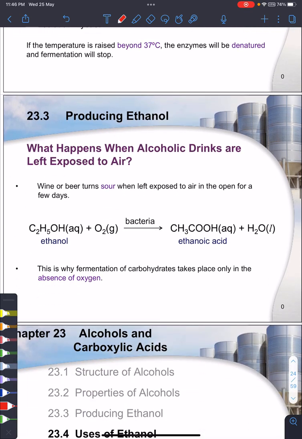Okay, so what happened? I think I mentioned this before. What happens when alcoholic drinks are left exposed to the air, like your wine, your beer? Oh, my father has a very expensive beer or wine. Sure, but if your parents forget to close the cork, the lid, or whatever you call that, your wine and beer will oxidize because there is oxygen in the air. Even though it takes a few days to fully react.